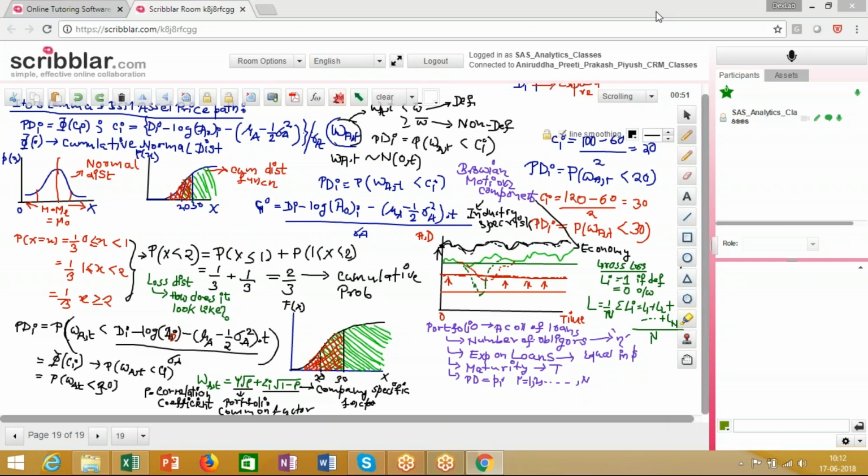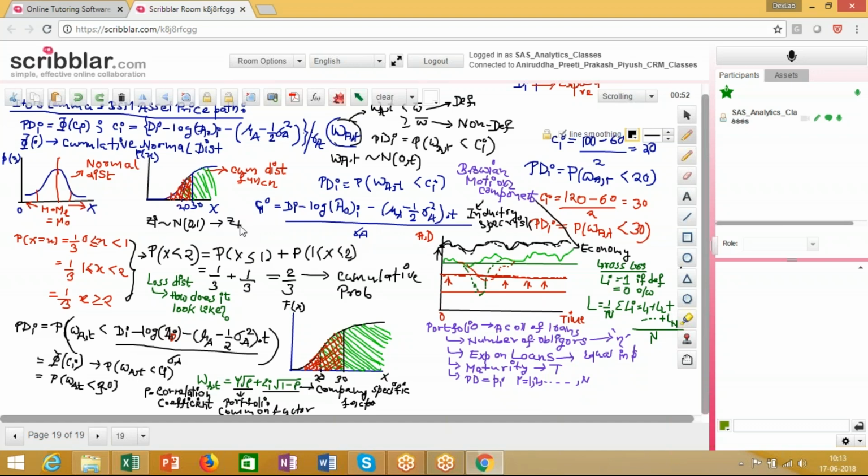Okay, I'm coming to that Zi. Each of the Zi's that you can see over here is a standard normal variable. Each of these Zi's follows a normal distribution with mean 0 and variance 1.